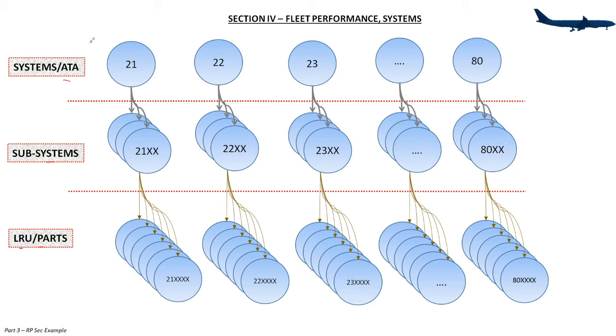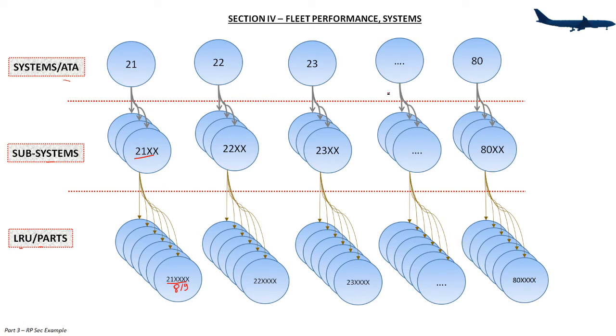To identify the systems and ATAs, we are using 2-digit ATA chapters. For subsystem, 4 digits. For LRU and parts, in our particular case, we have 6 digits. In your case, it can be 8 or 9, whatever your business model, technical model tells you.